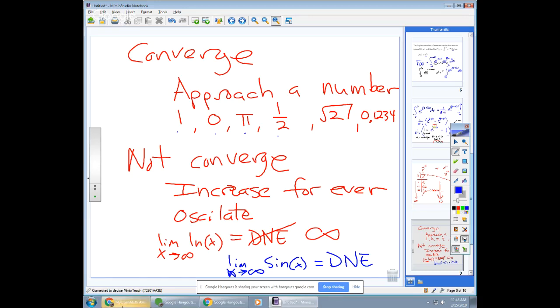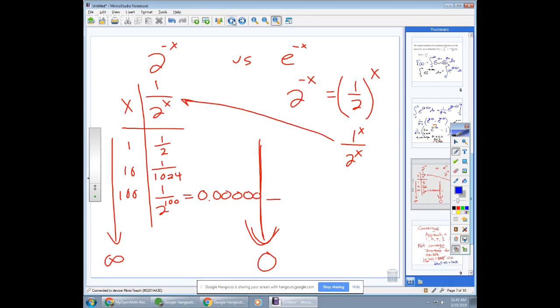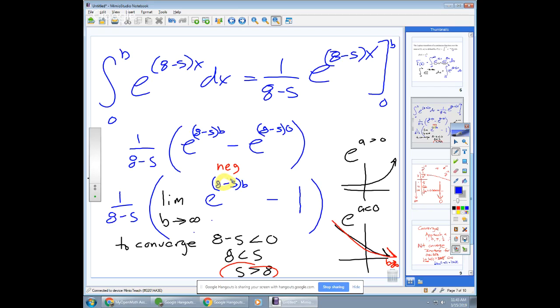So in this case, backing up to here, we've just established that if this exponent is negative, that means s has to be greater than 8. This sucker will go to 0. So back to my original problem. What's left? Well, this goes to 0. What's 0 minus 1? -1.